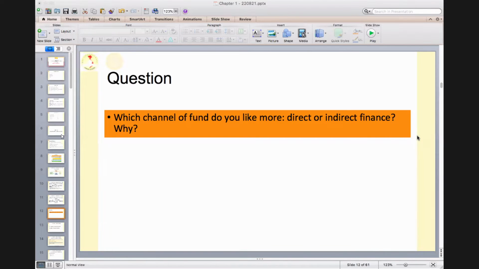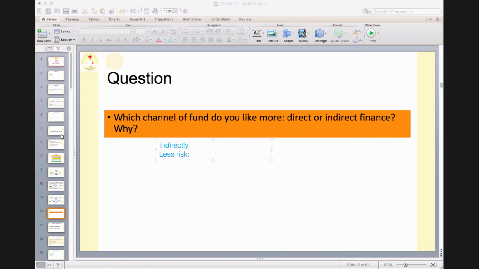In my point of view, I would prefer indirect finance, because in indirect finance, I can get funding through the financial intermediary, so they can assure that there is less risk than direct finance. Oh, is it less risk when you are the borrower, or you are the saver, or you are both?